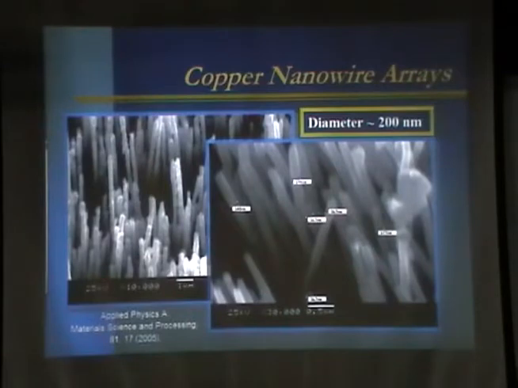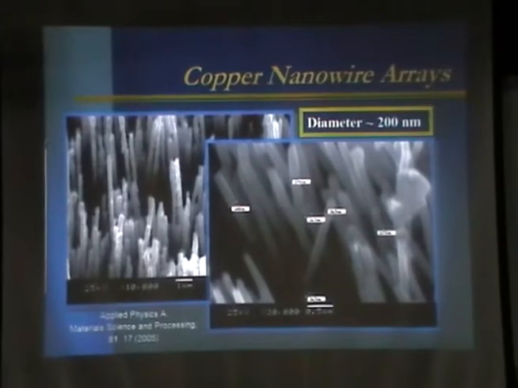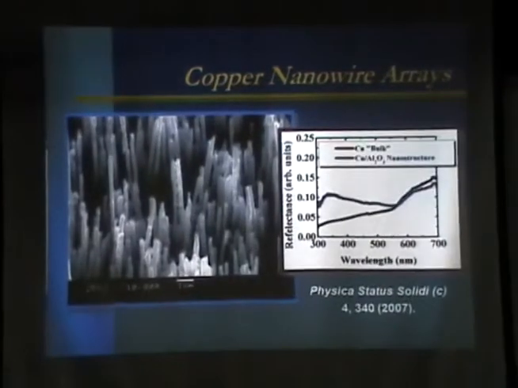Prepared growing copper nanowires inside those nanoporous templates. Here are the nanowires that have diameters on the order of hundreds of nanometers, 200 nanometers. Here I am showing you some scanning electron microscopy images of the wires where the template used to grow them was dissolved, right?